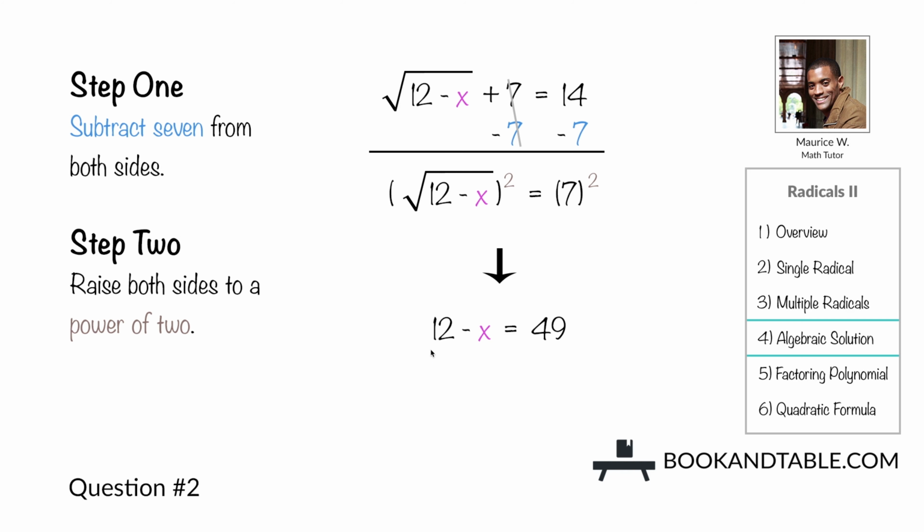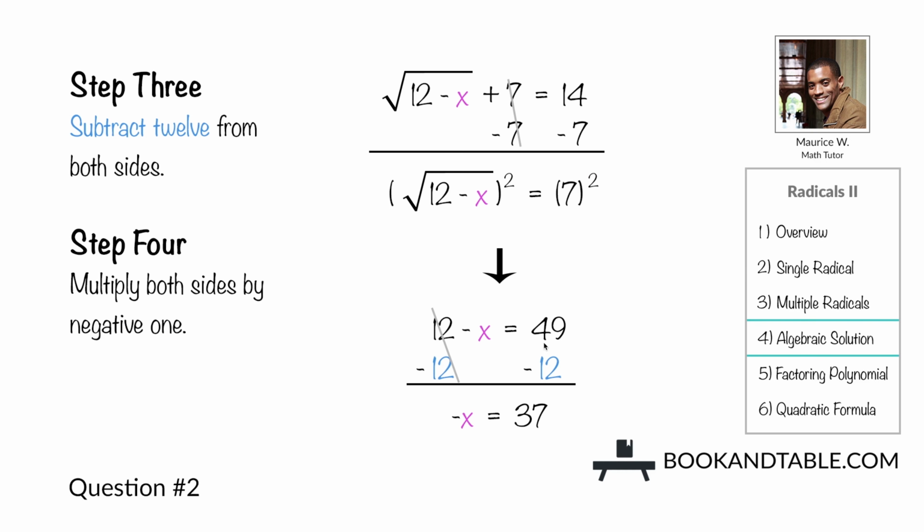So first, let's subtract 12 from both sides. When we do that, we have negative x is equal to 49 minus 12, which is 37. To remove this negative, we can multiply both sides by negative 1. Negative 1 times negative x is x. Since you multiply the left side by negative 1, we have to multiply the right side by negative 1 also to keep the equation balanced. So we wind up with x is equal to negative 37.